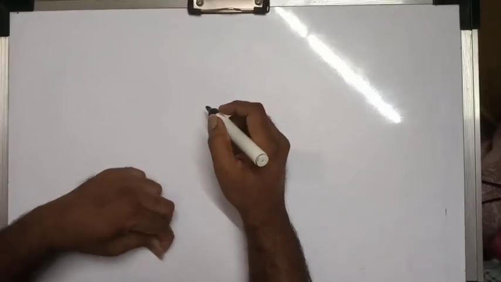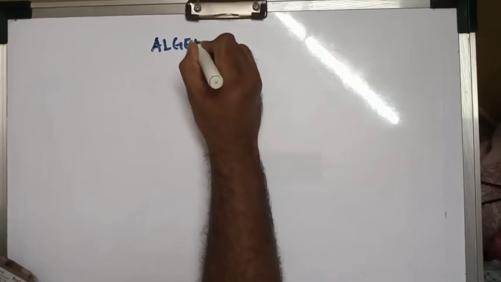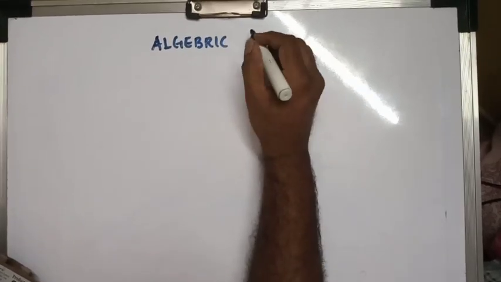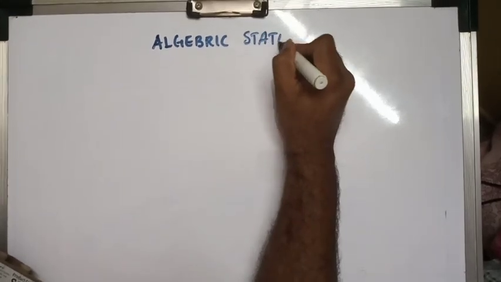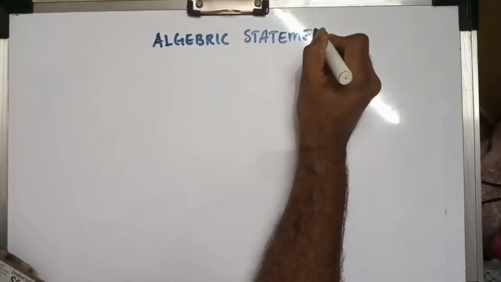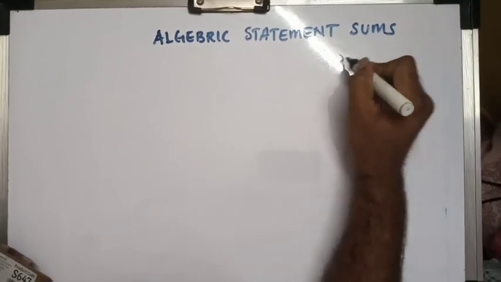Children, in today's video, we'll be looking at algebra statement sums which are related to money. Okay, we'll be doing statement sums, algebraic statement sums, and all of this will be related to money.